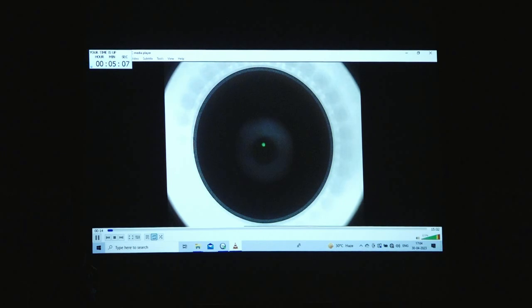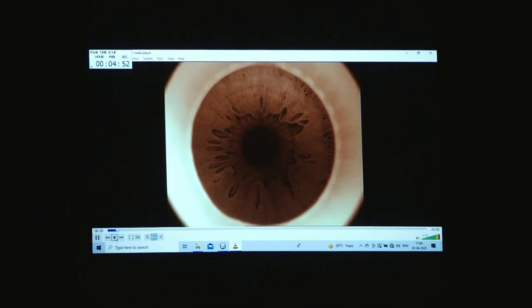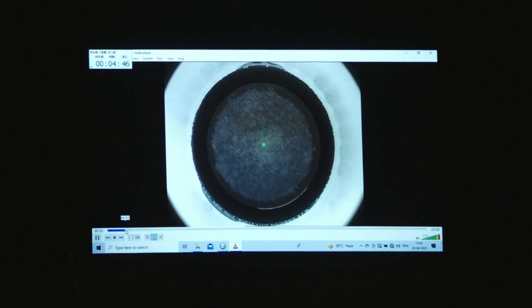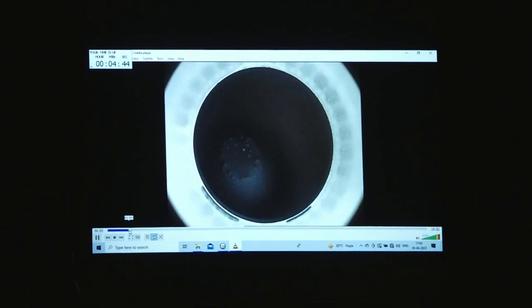An uneventful SMILE refractive surgery for myopic correction. Here you can see the docking going on for the left eye. I'm sorry, I didn't have a voice overlay for this one, so I'm going to speak and explain to you. Here you're seeing the docking happening, all uneventful. You can see the laser firing, the lenticule being made, and the cap cut also done here.